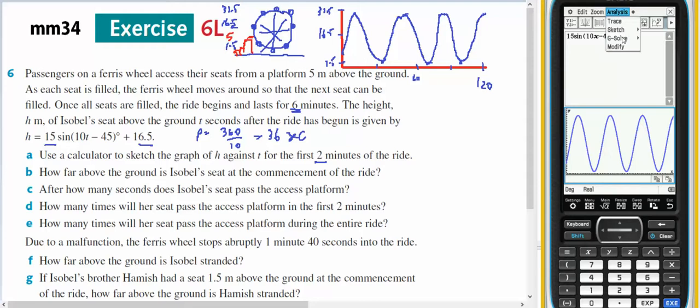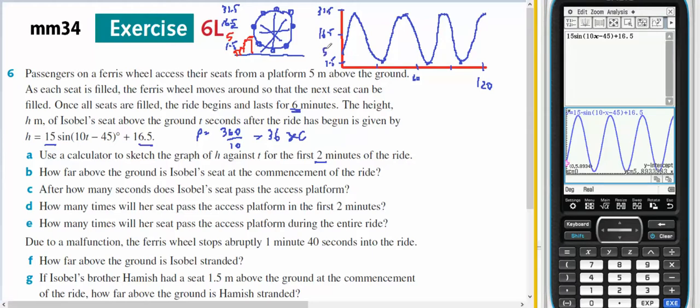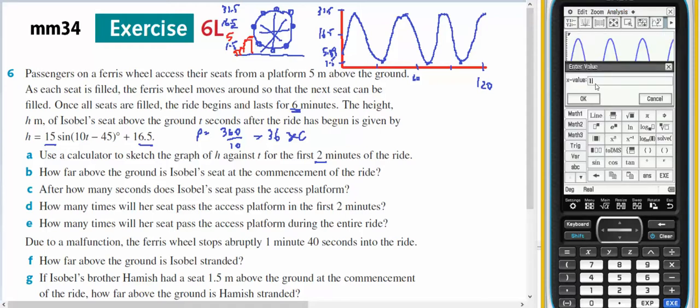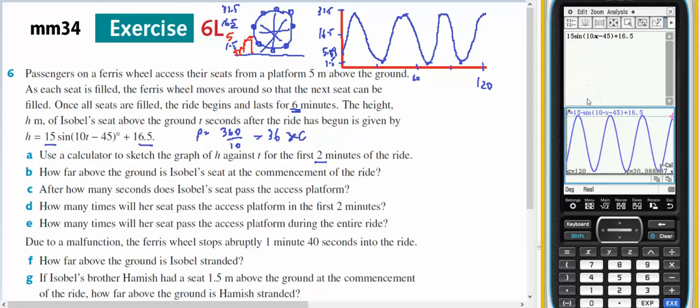If I go analysis, G-solve, y-intercept, we start at 5.893, so 5.89. And analysis, G-solve, y-calc, when x equals 120, and we finish at 30.9888, so 30.99. So 120, 30.99, so that's my graph. Okay, use a calculator sketch, done that.